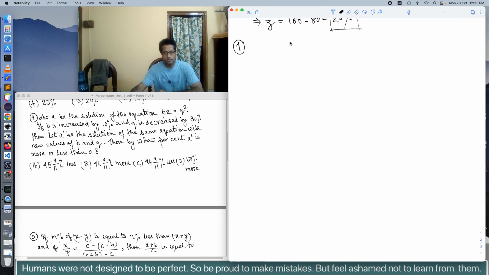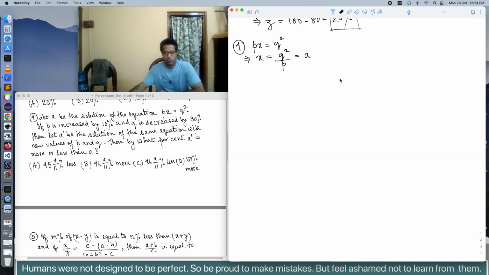So it is given that A is the solution of the equation Px equals Q square. Now what is the equation? Equation is Px equals Q square, and it's a very easy equation. The solution is we have to find x from a given linear equation. When you find the value of x, that value is known as the root or solution of the given equation. So we get x is equal to Q square by P. So this is the solution of the given equation. In the problem statement it is said that A is the solution. So basically it is saying that A is equal to Q square by P.